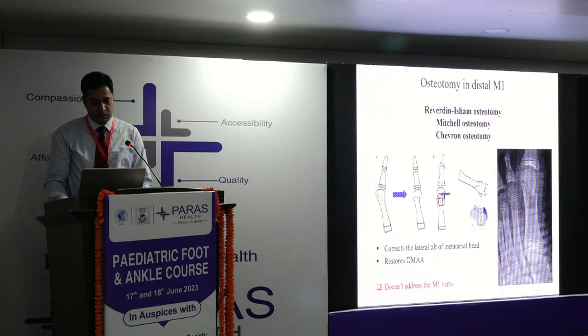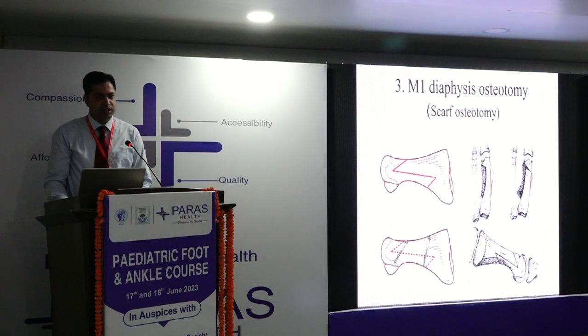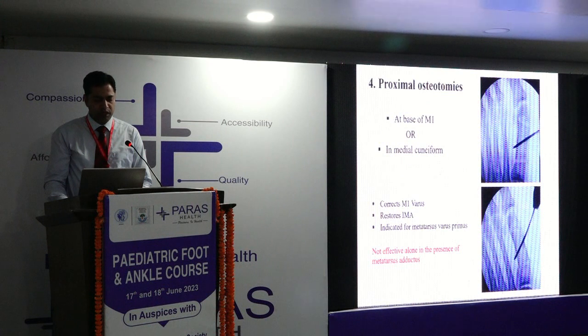Then you have osteotomies in the distal metatarsal. Again, different types have been described. So these take care of the deformities which are located in the distal part of the foot, like in proximal phalanx or distal first metatarsal. And these distal M1 osteotomies correct the lateral tilt of the distal articular surface, which is a peculiarity in children. Then scarf osteotomy can be done in the diaphysis, and then you have proximal osteotomies either in the base of the first metatarsal or in the medial cuneiform.